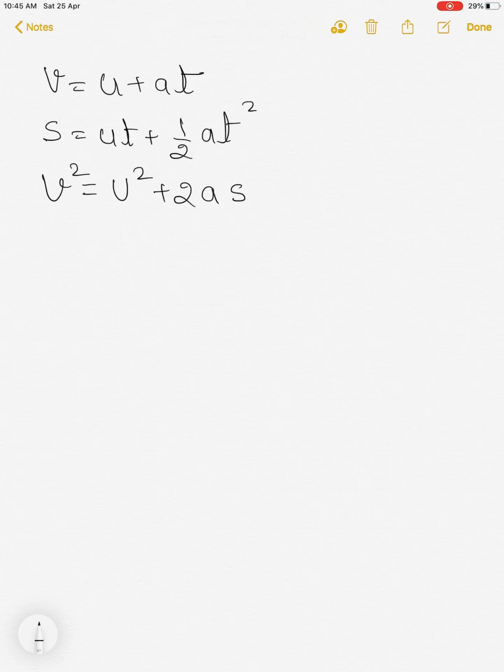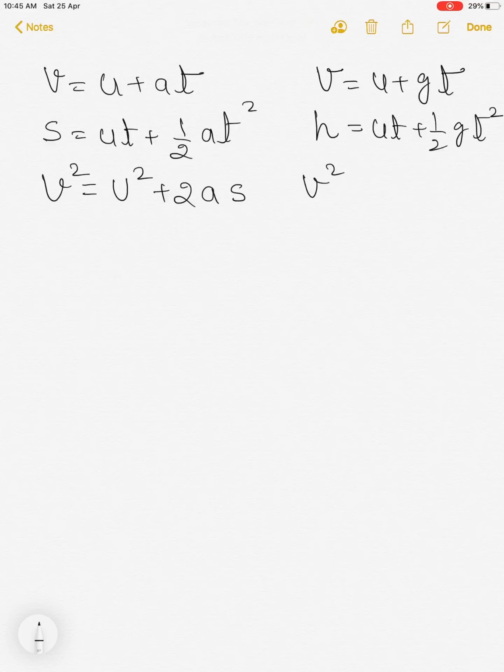Now if the body is falling under gravity, the equations of motion will be v = u + gt. In place of acceleration, we will use acceleration due to gravity, and in place of displacement s, we will use height h: h = ut + half gt square, and v square = u square + 2gh.